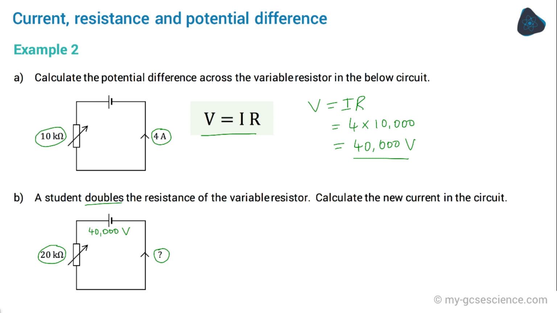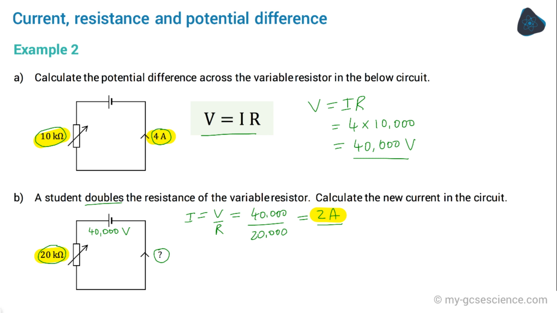Now rearranging V equals IR, or using your formula triangle, you can see that I, the current, is equal to V divided by R, just substituting in our values. That gives 40,000 divided by 20,000, which is equal to 2 amps. Now this answer of 2 amps illustrates a really important fact about current and resistance, and that's as follows. In part A, when the resistance was 10 kilo ohms, the current was 4 amps. But in part B, when we doubled the resistance to 20 kilo ohms, the current went down to 2 amps.